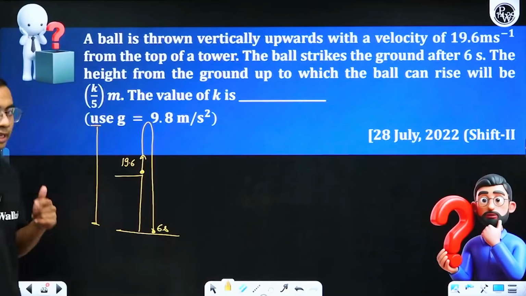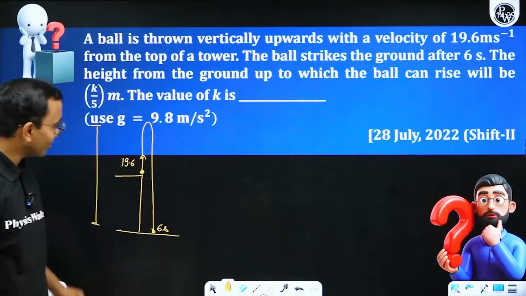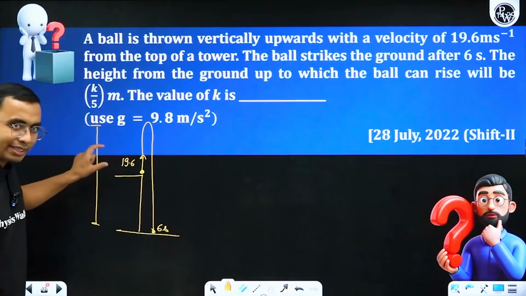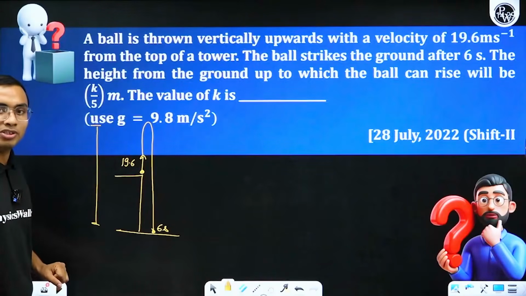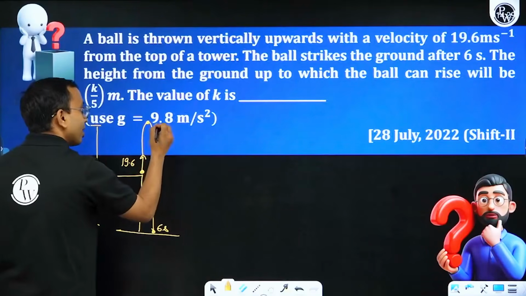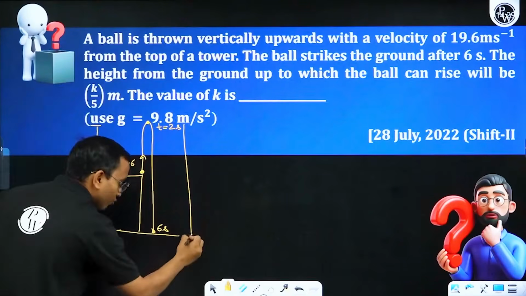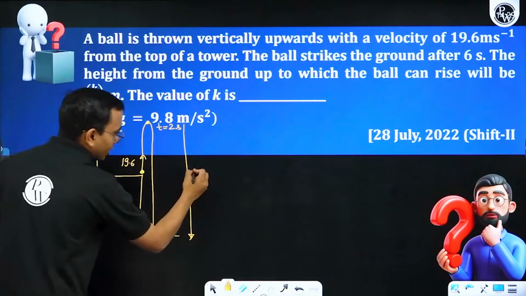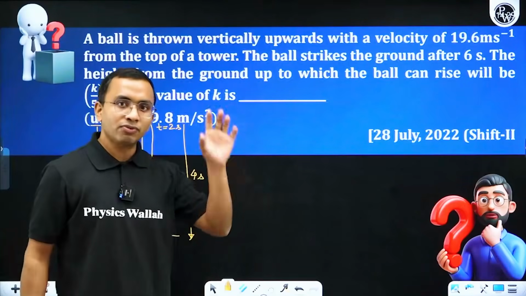Now here the data is very simple. Therefore, solving this question is easy. Why so? This velocity is 19.6. When will it reach the maximum height? u by g. What is that? 2 seconds. So I know it will reach maximum height at t equal to 2 seconds. So how much time will it take to fall from maximum height to ground? 4 seconds. If a particle is dropped from the top, it takes 4 seconds to reach.